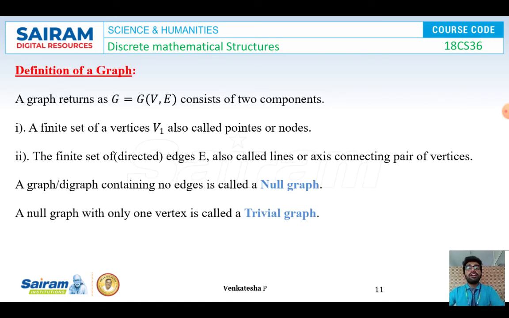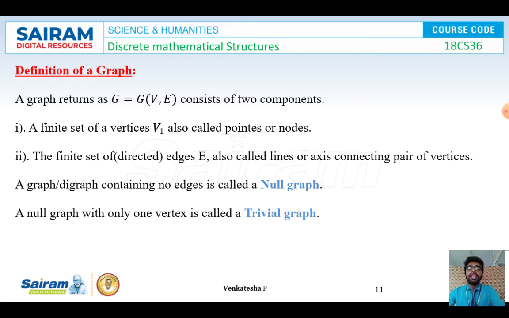So next is the definition of the graph. This graph can be denoted by the notation capital G. It contains vertices and edges. To say G is a graph, we have to satisfy two components. The first component is that G must contain a finite set of vertices, also called points or nodes, and it must contain a finite set of directed edges E. These edges are also called lines or arcs connecting a pair of vertices.